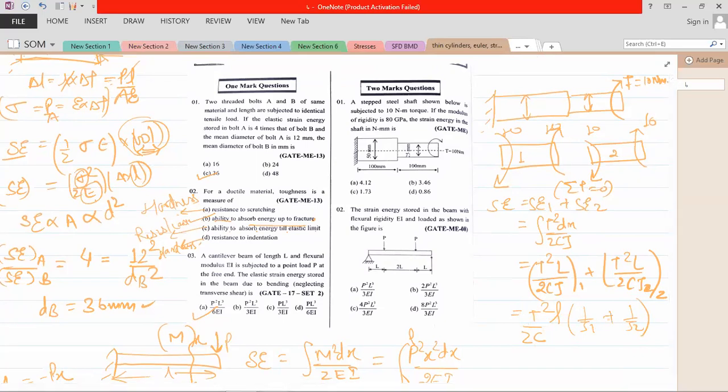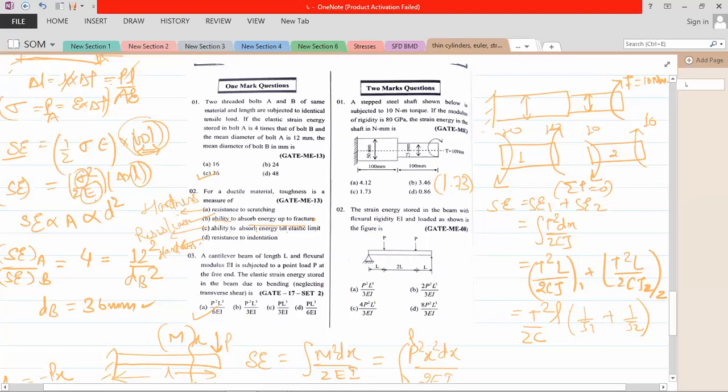So what would be the answer? Let me get the answer for this. The answer comes around 1.73 Newton per mm. Just put the values of J1 and J2. Both are different only for this condition, so you can directly get the answer.